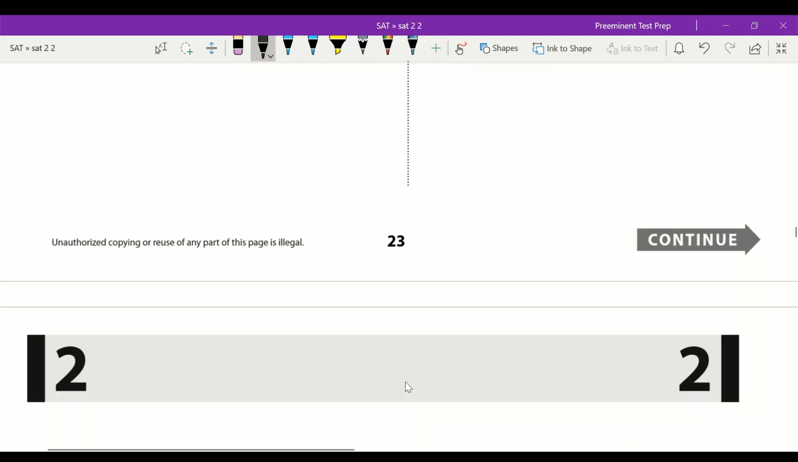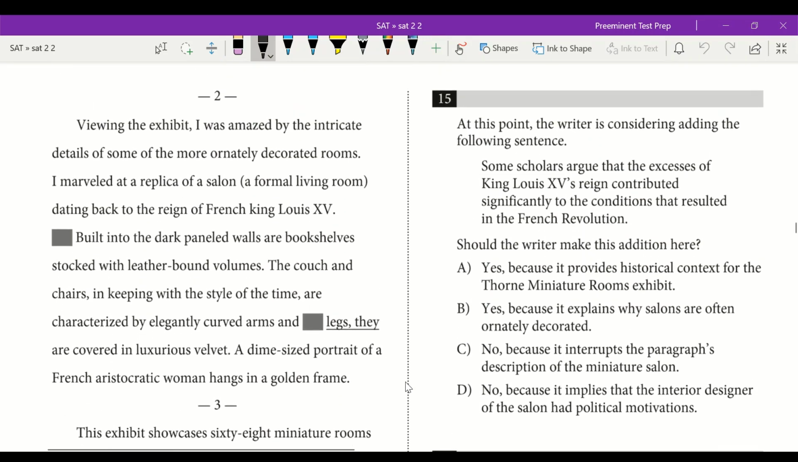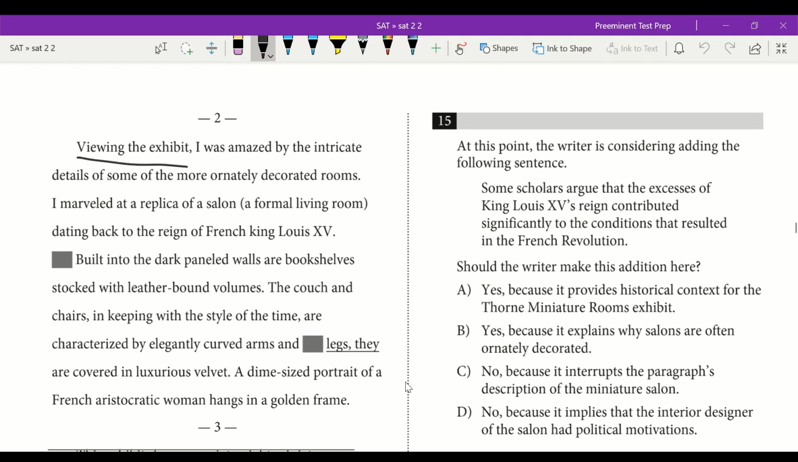So we're going to go ahead and read that paragraph 2, just so we can keep that in mind as we go through it. So we have, "Viewing the exhibit, I was amazed by the intricate details of some of the more ornately decorated rooms." All right, so this is upon viewing the exhibit. So once we get to the exhibit, we're looking at it, we're amazed by the intricate details, we're marveling at a replica of a salon, and then we go on to talk about some pretty specialized and fine details, right, about an exhibit. So just keep that in mind.